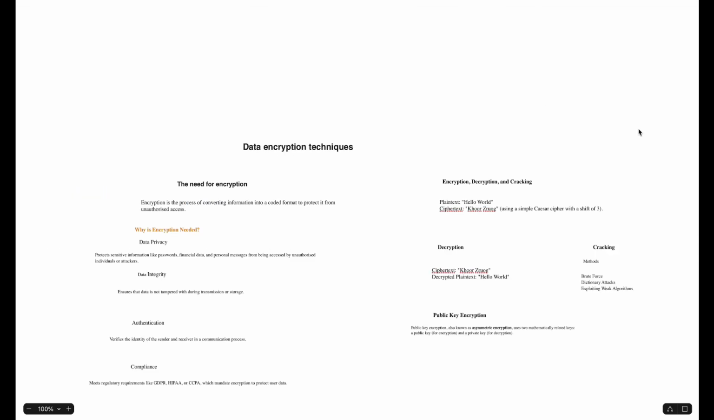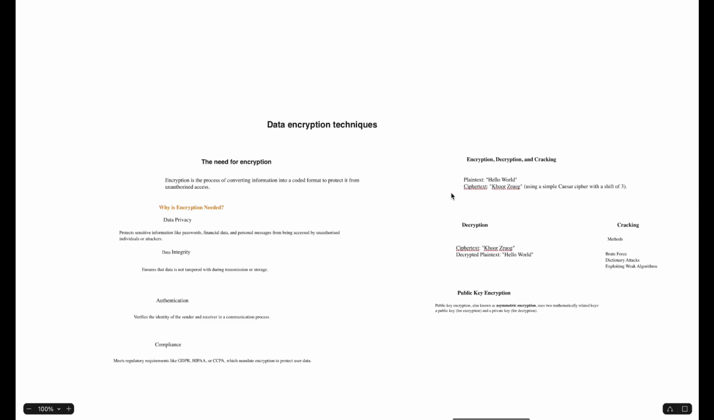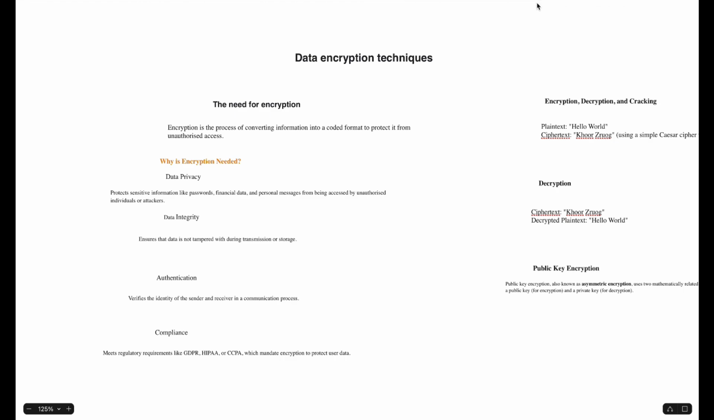And now we can take a look at the need of encryption. Encryption is the process of converting information into a coded format to protect it from unauthorized access. This is basically setting up passwords, an easy way to say it. And why do we need to encrypt data? First, data privacy. This protects us from being attacked by hackers and people like that. This keeps us safe from losing our data and giving it to other people.